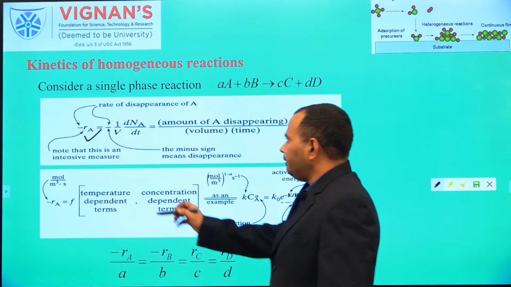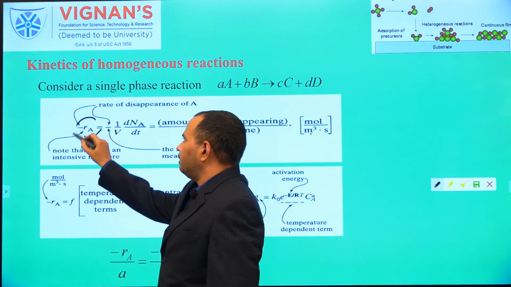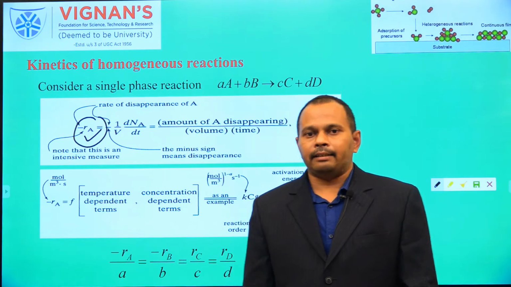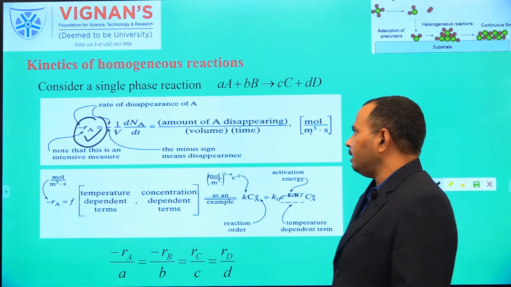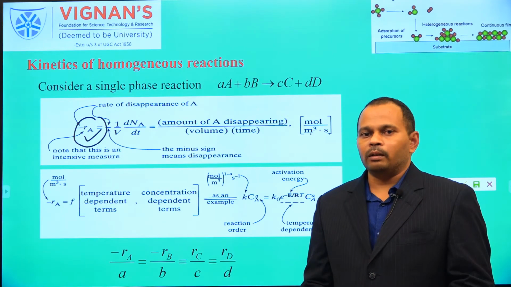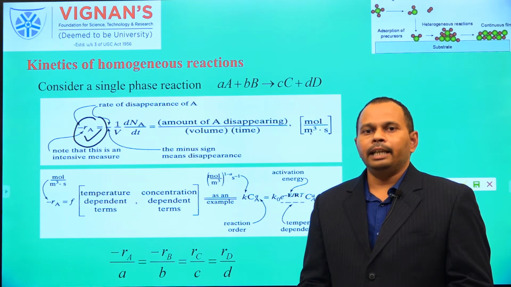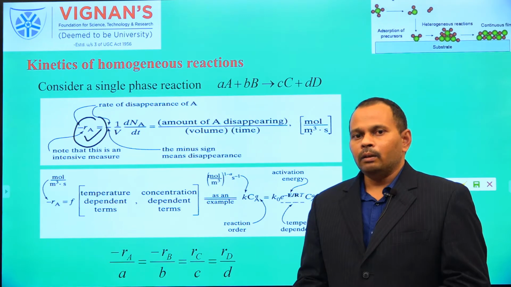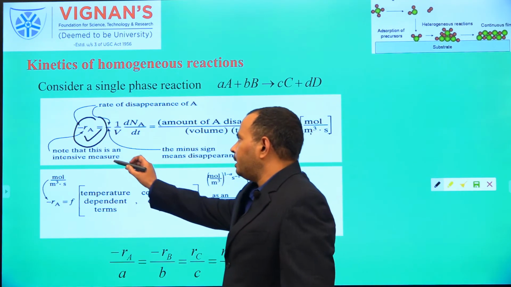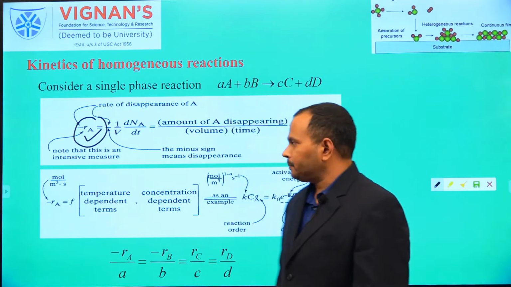Here rate of reaction is an intensive measure. Rate of reaction does not depend upon the mass of the reactants. Why? Because rate of reaction always takes place as per the number of moles. The stoichiometric equation in a chemical reaction always goes as per the moles. So, rate of reaction does not depend upon the mass of the reactants.